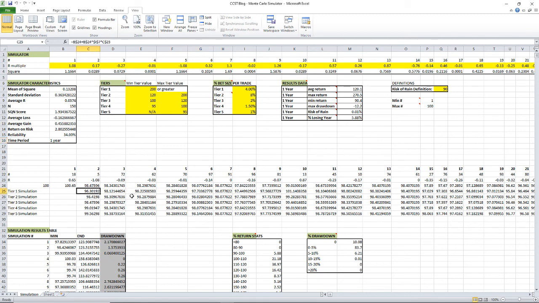Unfortunately, it's a bit hard for me to show you each formula exactly, but I guess it does give you an idea of how you might be able to create a similar spreadsheet and a similar simulator.